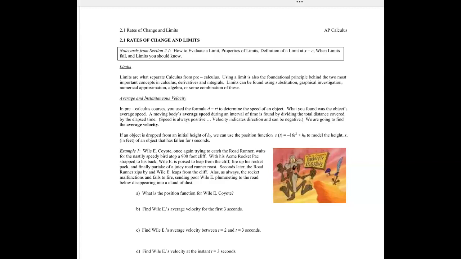Using a limit is also the foundational principle behind two of the most important concepts in calculus, which I have said. We're going to be talking about something called derivatives and integrals this year. Limits can be used using substitution, graphing, numerical approximation, algebra, or some combination of these.